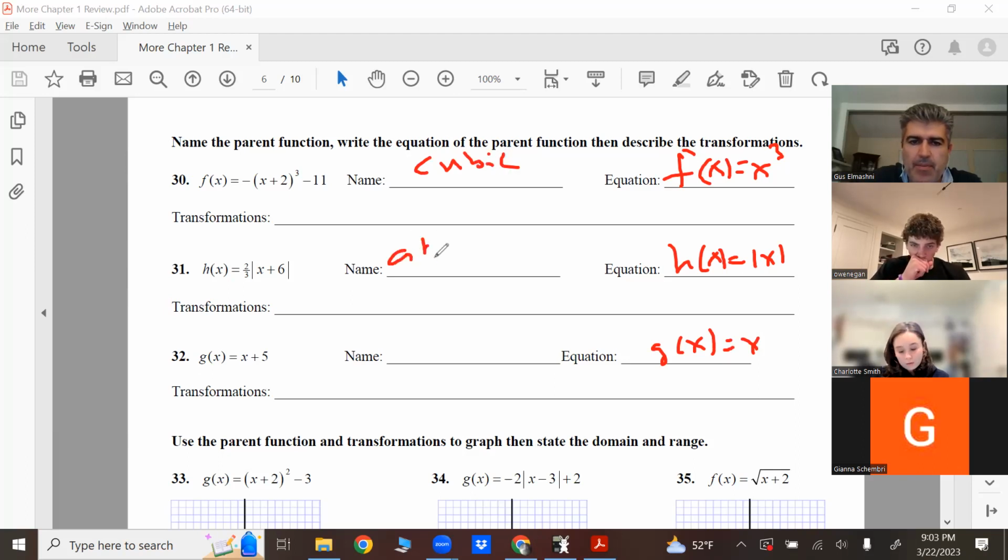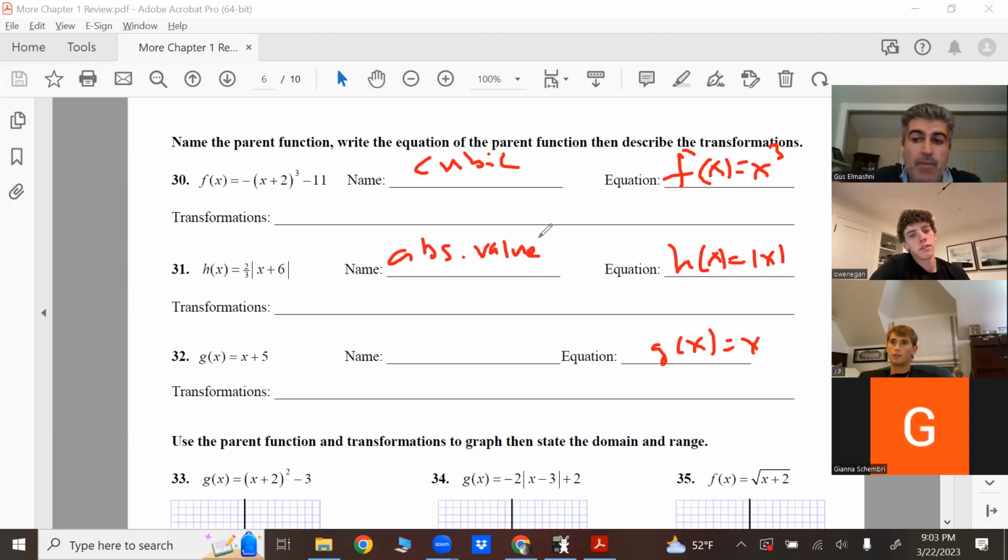That's absolute value. And do we have to know the equation, or you give us the parent function? I'll give you the parent function. Okay. Yeah, and that's, of course, linear. So what I do care about is naming the transformations, right? So, for example, x plus 2, we have to go 2 left.